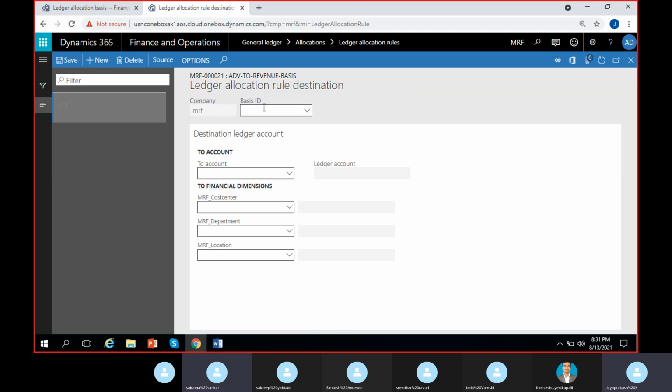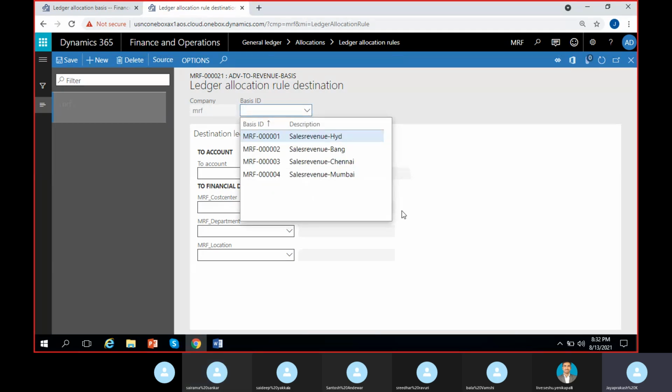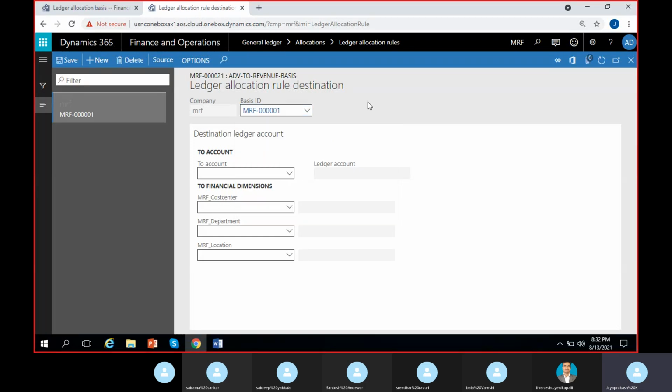Anyone? Exactly, it came earlier, on the side. Beforehand we have created 4 basis IDs. So I can see all 4 here. I can select the Hyderabad basis ID here.